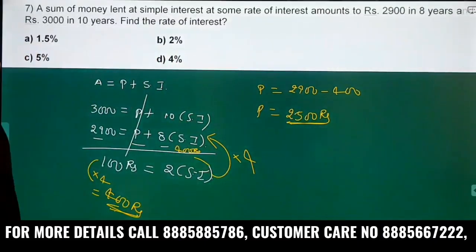You're going to get 2500 rupees as a principal, right? But now what is the question they're asking? Find the rate of interest.